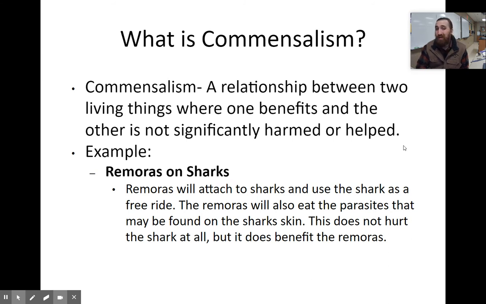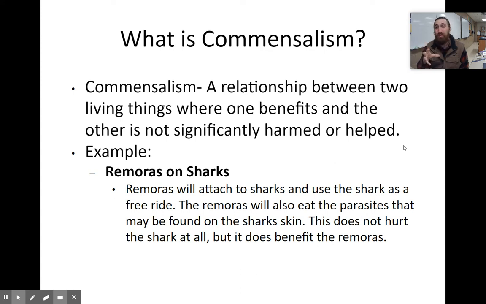Now, there is commensalism. Commensalism is a relationship between two living things where only one benefits and the other is not significantly harmed or helped. So, remoras and sharks. Remoras, I'll show you a picture on the next slide, will attach to sharks and use a shark as a free ride. The remoras will also eat the parasites that may be found on the shark's skin. This does not hurt the shark at all, but it does benefit the remoras.